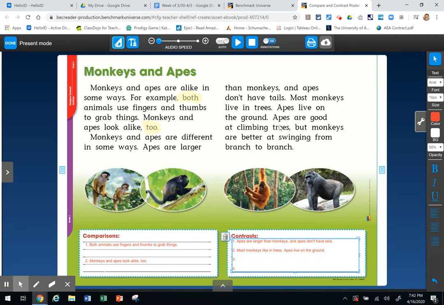It says apes are good at climbing trees, but monkeys are better at swinging from branch to branch. So that's another way that they are different. So apes are good at climbing trees, but monkeys are better at swinging from branch to branch.